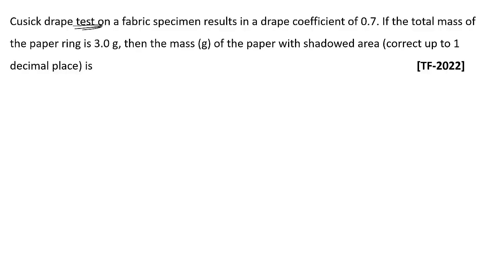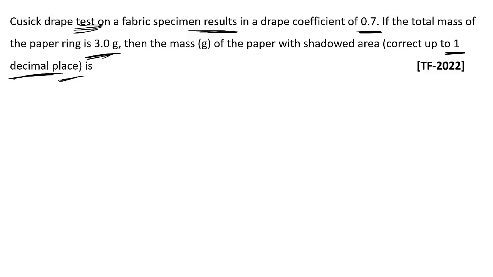A drape test on a fabric specimen results in a drape coefficient of 0.7. If the total mass of the paper ring is 3 gram, then the mass in gram of the paper with the shadowed area, correct up to 1 decimal place. In this type of question, you need to notice that the answer is asked in 1 decimal place, so do take care of these units as well.